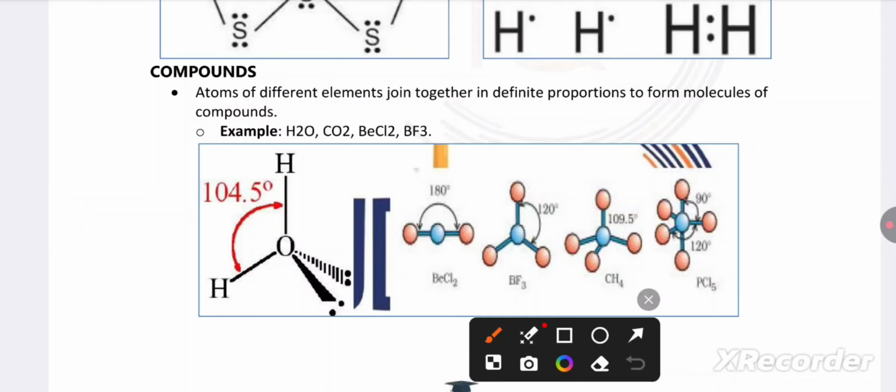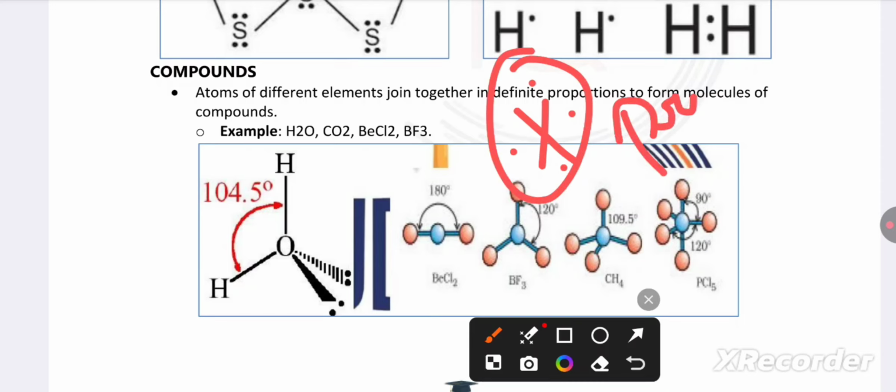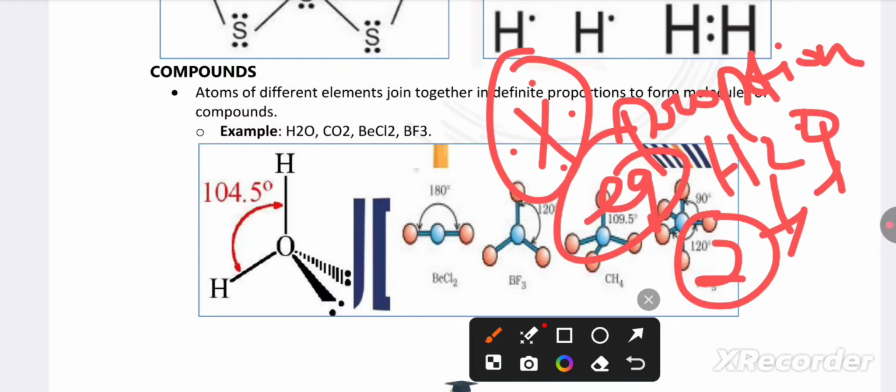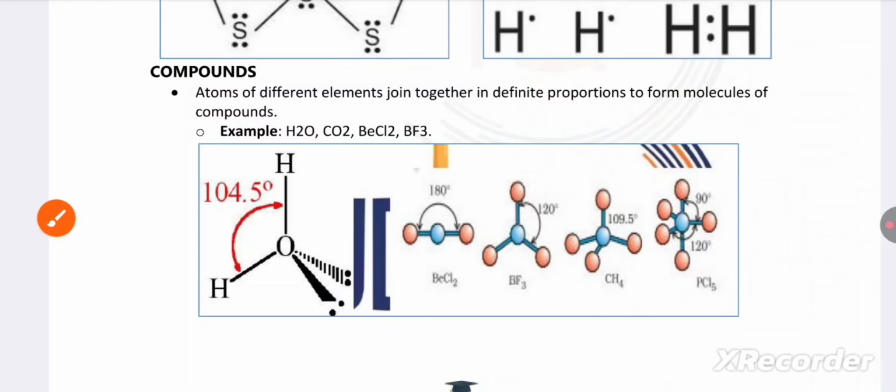Compounds are different elements joined together in a definite proportion. In a compound, very important, the elements are combined in proportion. Example, water: 2 proportions of hydrogen and 1 proportion of oxygen.